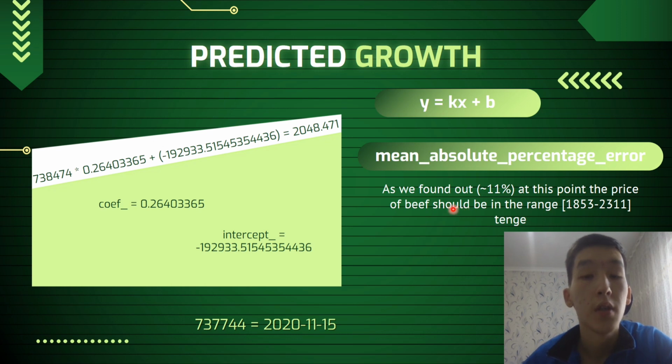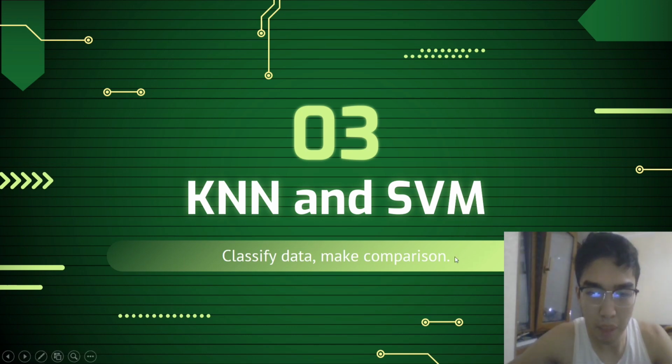Now, according to the site, the average retail price of Kazakhstan's favorite beef in February 2022 was 2082 tenge per kilogram. So our prediction coincides. Congratulations. So let me start with my part, which was the KNN and SVM.